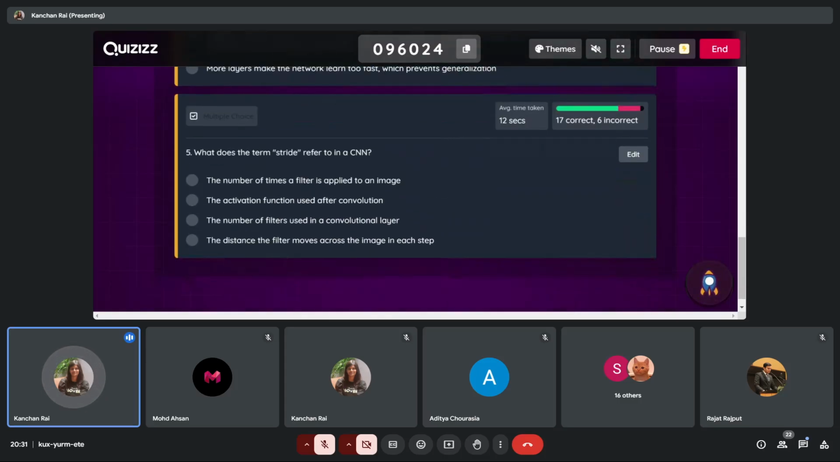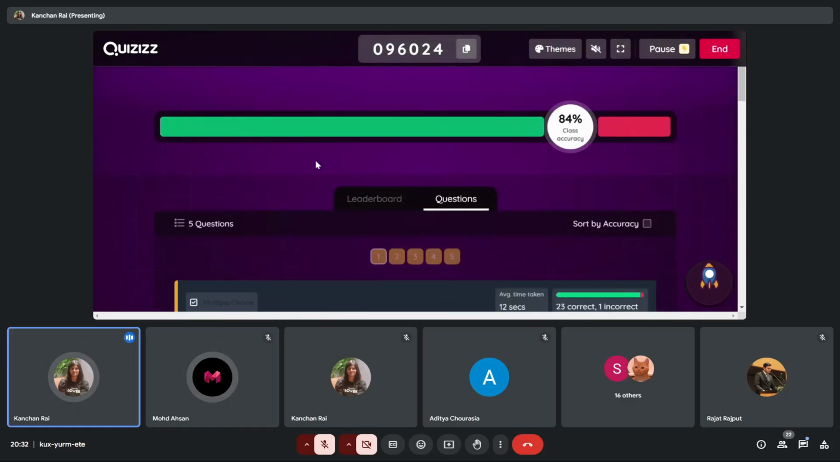Next question is, what does the term stride refer to in CNN? It is the distance the filter moves across the image in each step. I hope no one has doubts in the questions now. Yes, clear. Okay. So I'm ending the quiz.